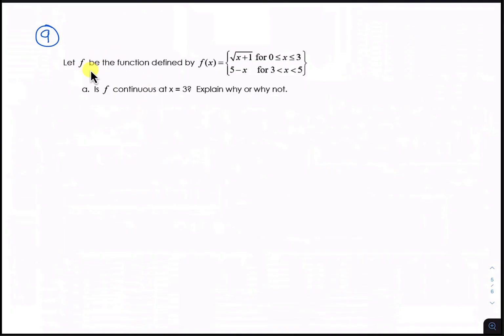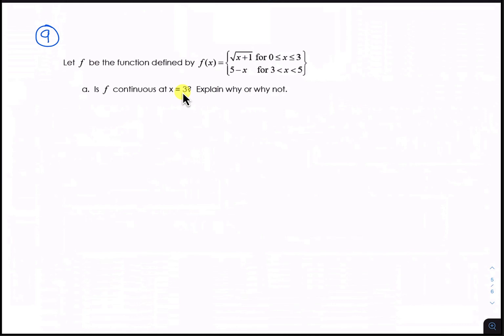All right, for question 9, let f be the function defined by f of x equals this piecewise function. So the first function is square root of x plus 1, and that's between 0 and 3. And then the new function, 5 minus x, goes from 3 to 5. Question is, is f continuous at x equals 3? All right, so in order to answer that question, we must look at the limit as x approaches 3 from the left, and the limit as x approaches 3 from the right.